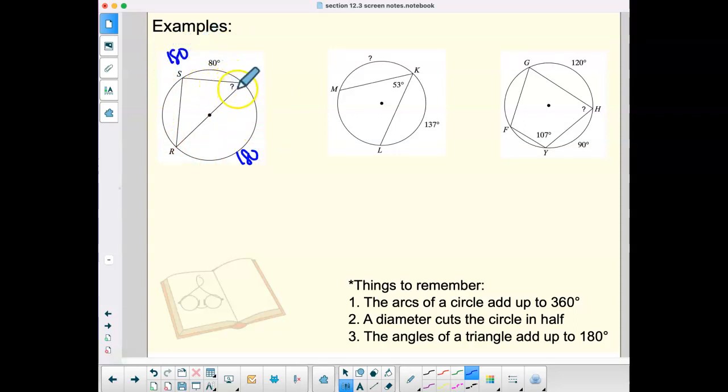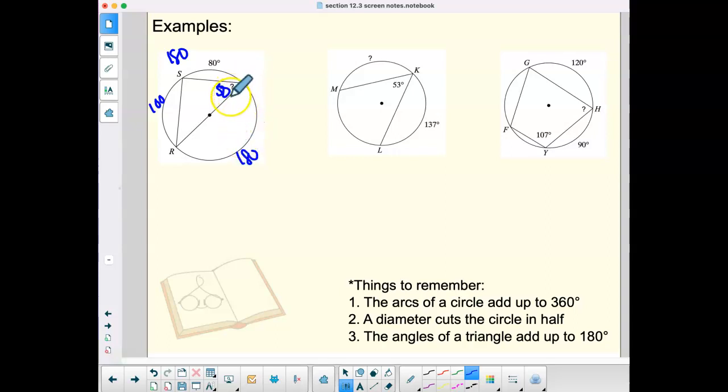Okay, now we're trying to find this inscribed angle. So we know it will be half of this arc. It would be half of arc RS. Now we don't know what arc RS is, but if we can figure that out, we would just divide it by 2 and that would give us our angle. But we do know that since RT is a diameter, RST is 180 degrees. And if TS is 80, that leaves RS to be 100 because they have to be 180. So now we do know what that arc is. It's 100, so we would divide by 2, and this angle would be 50.